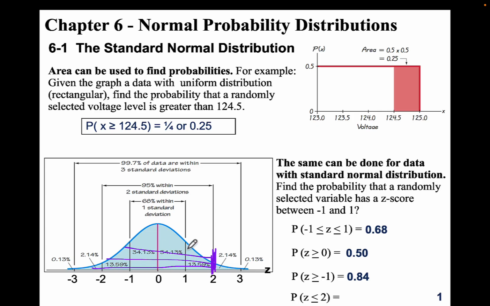So to figure the percentage of the bell that's shaded in now, we would have to add up everything. If we add all of these up, it'll be approximately 97%, and then we would report back the probability of randomly selecting a data value and it having a z-score less than or equal to 2 as 0.97. All right, so I hope you're starting to pick up on this idea that area can be used to find probability.